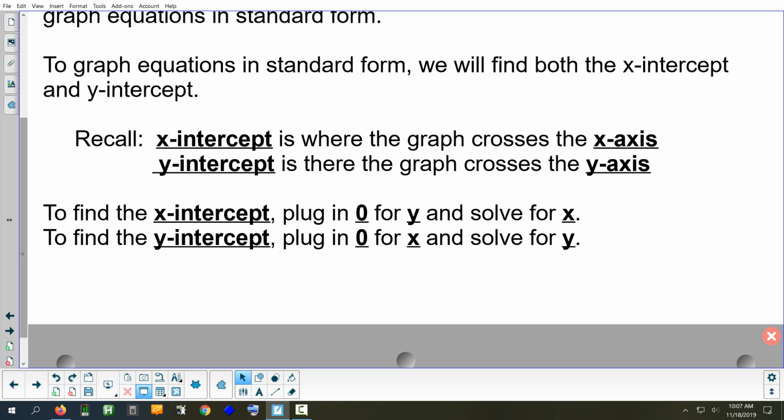Okay. Any questions just on those 2 steps before we try one? Yeah. Question? Just exercising the fingers.